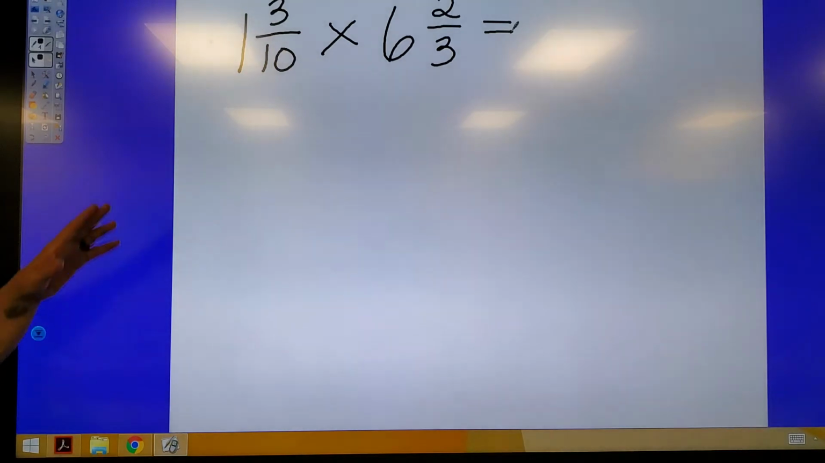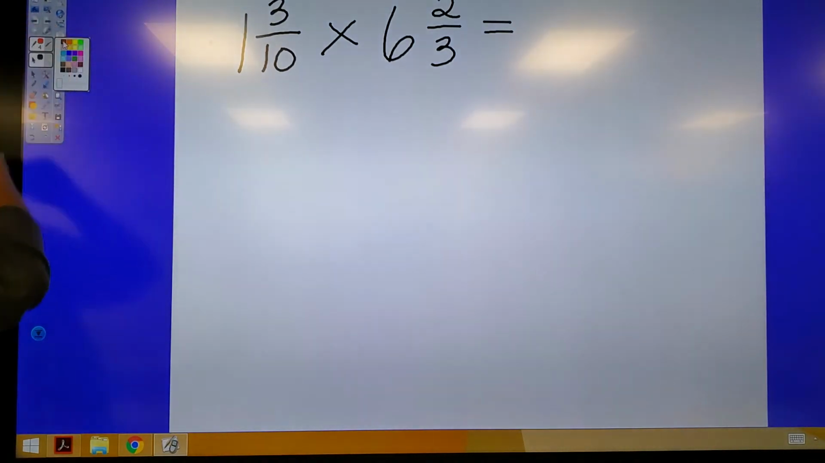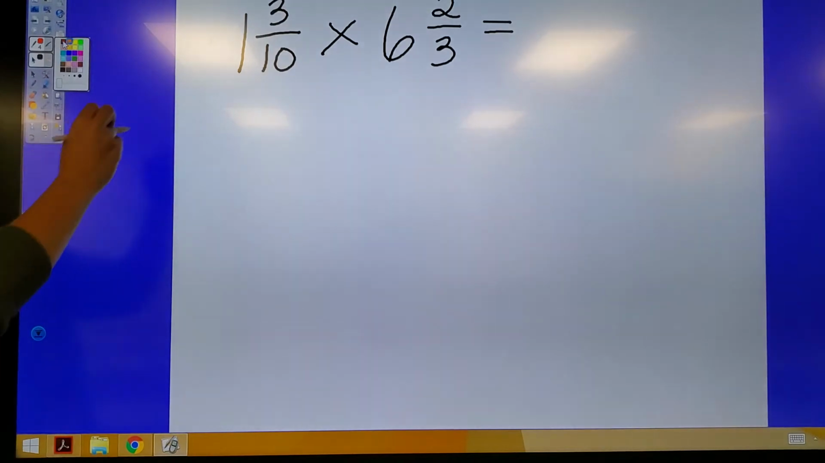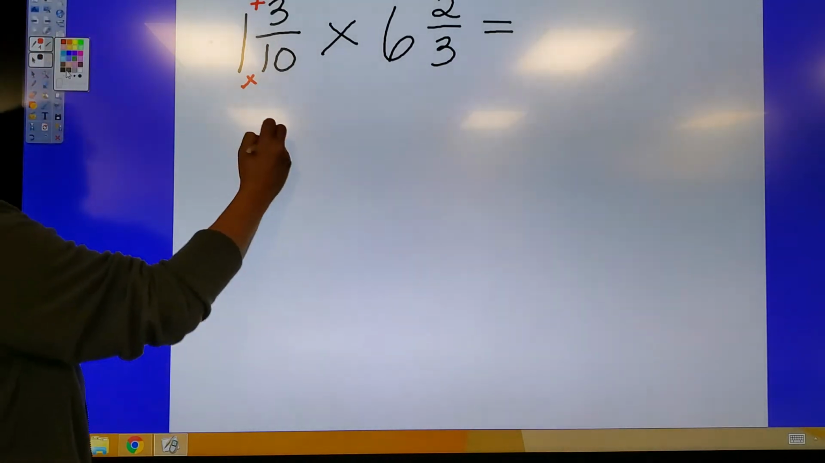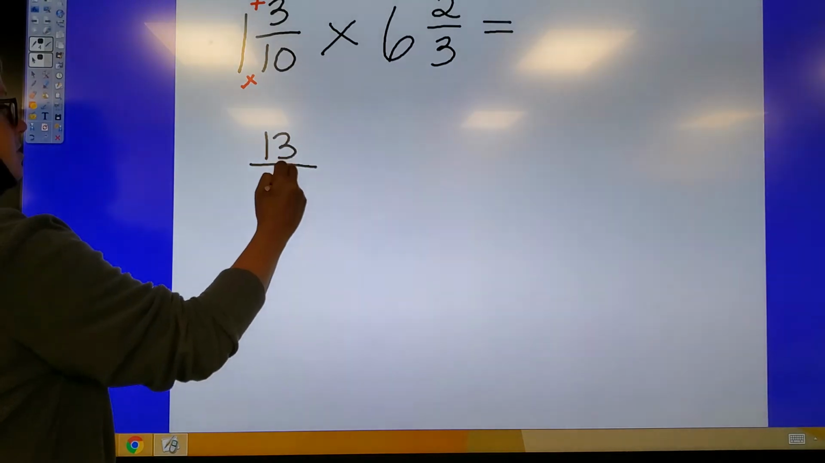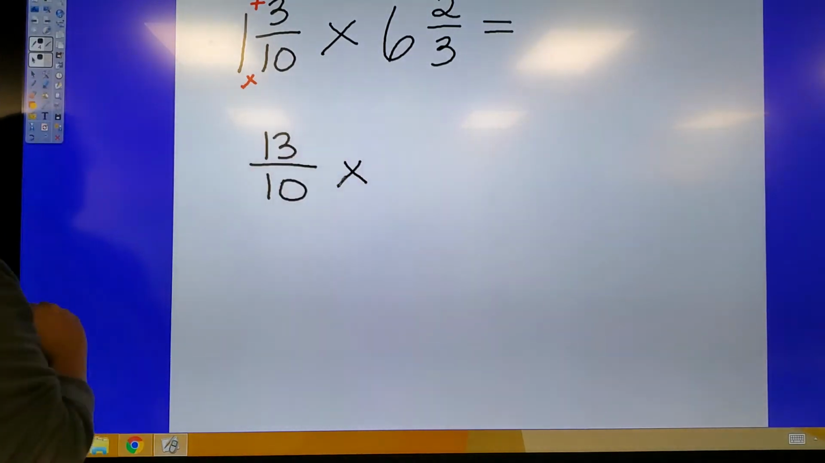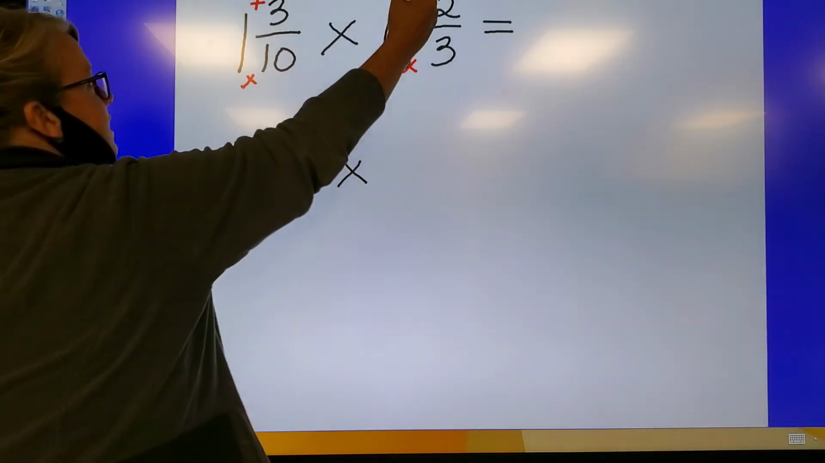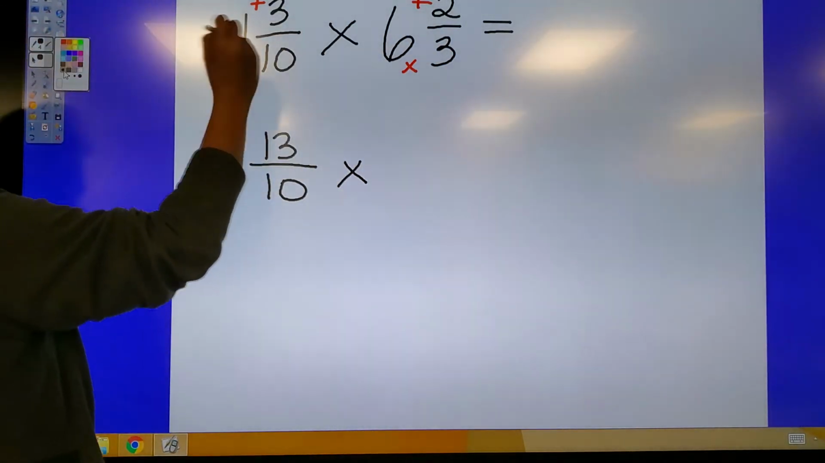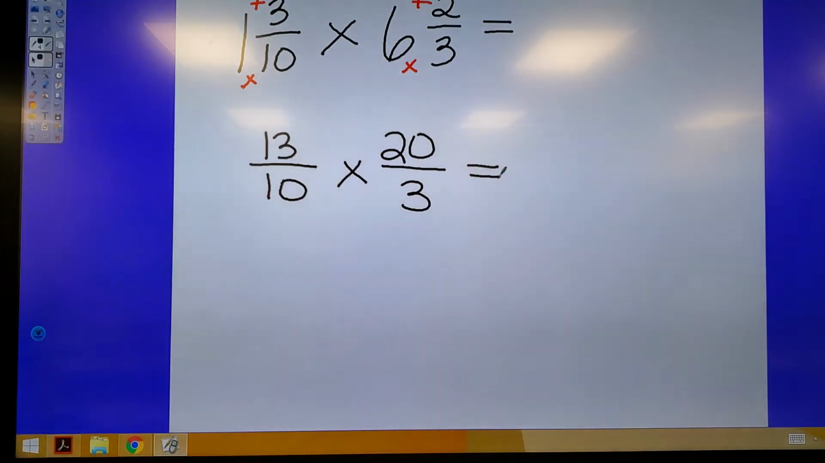You have to. You cannot multiply your whole numbers and then multiply your fractions. It will not work out, okay? So let's, just like we were working on Monday, change these into improper fractions. So we're gonna do 10 times 1 plus 3. What would that give me? 13 over 10, good. So you keep that same denominator. And then this next one, we're gonna do 3 times 6, which is 18, plus 2 would give me 20 over 3. So again, our first step, if we have a mixed number, is changing it to an improper fraction. You have to do that.